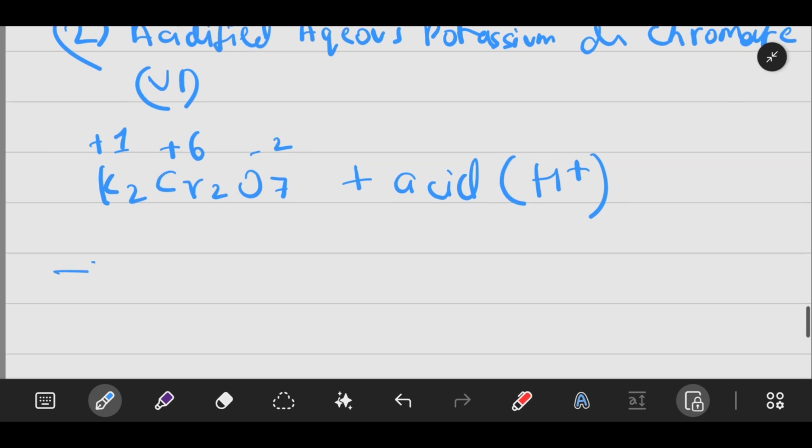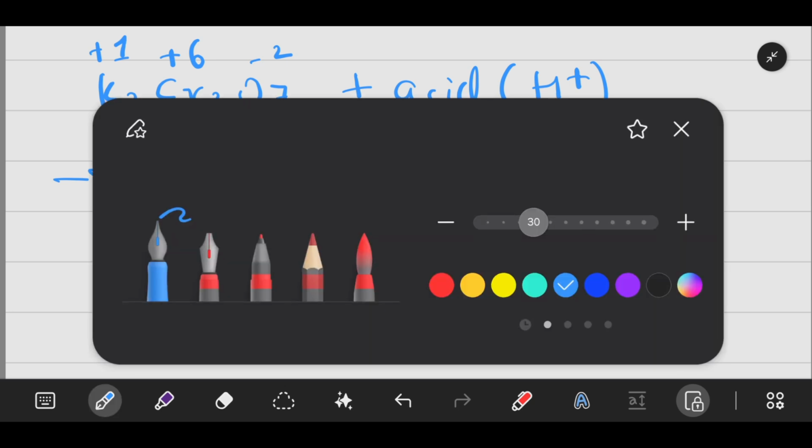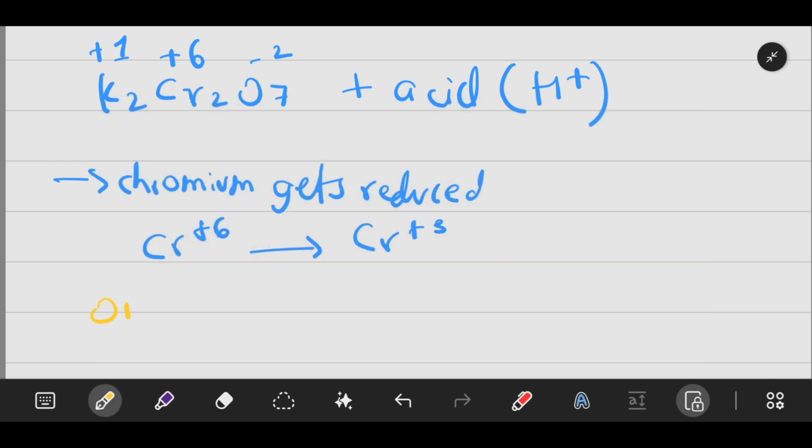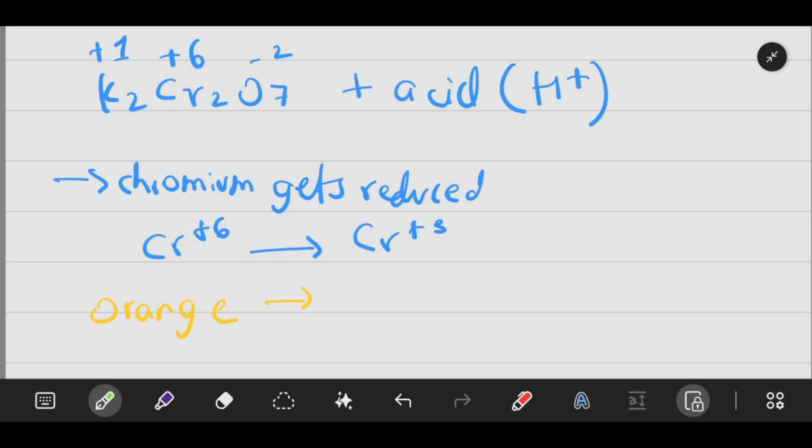Let's just write it down. Chromium gets reduced. So for your information, you don't need to learn this, but there's no drawback in doing so. It goes from a +6 to a +3. Now the color change for this compound is orange to a green color, right? So green.